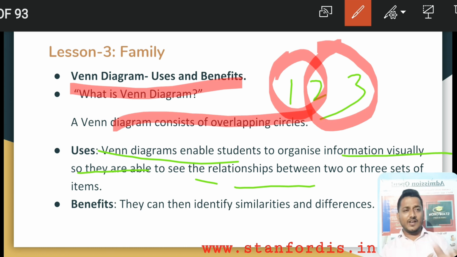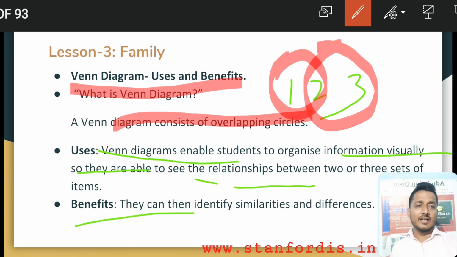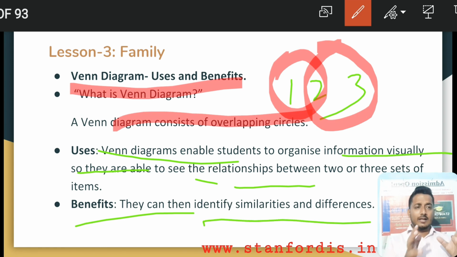Okay, so very first thing, what is the benefit? Let's have a look at this. They can then identify similarities and differences. You can easily see what the similarities are, the common things, and what the differences are, meaning what is not common in both things. So it is very easy to distinguish between similarities and differences.